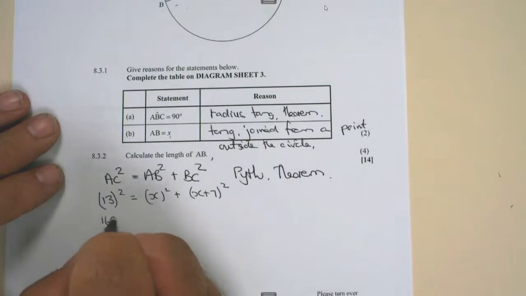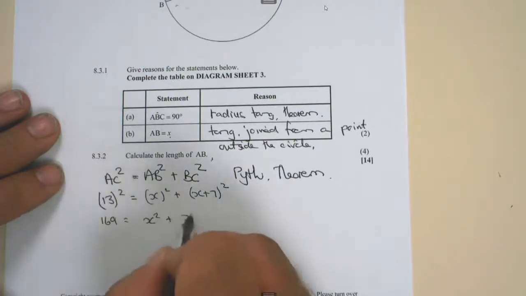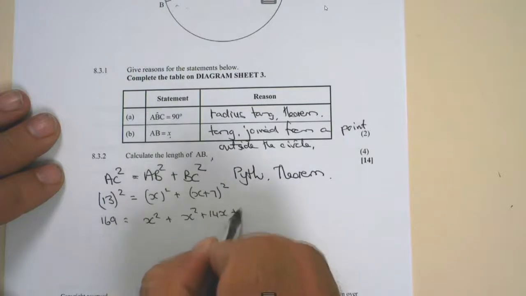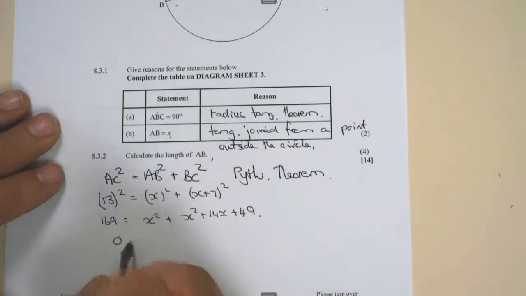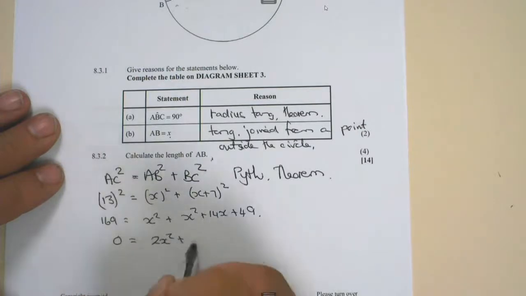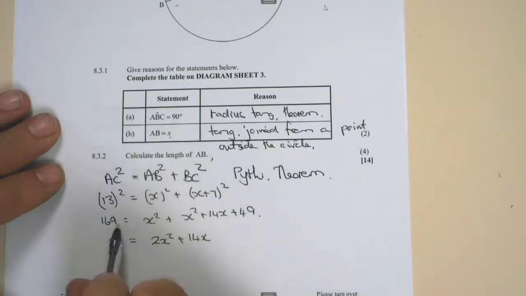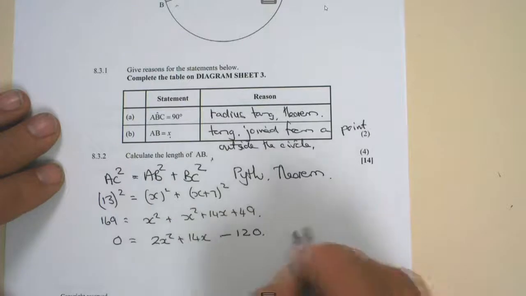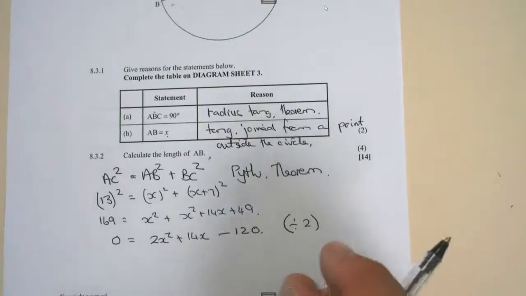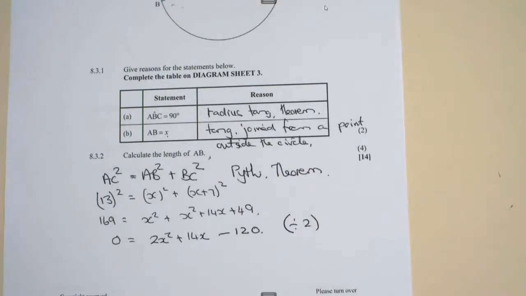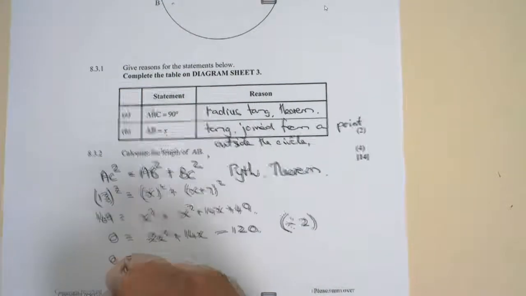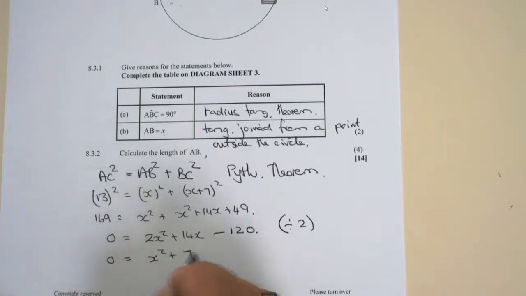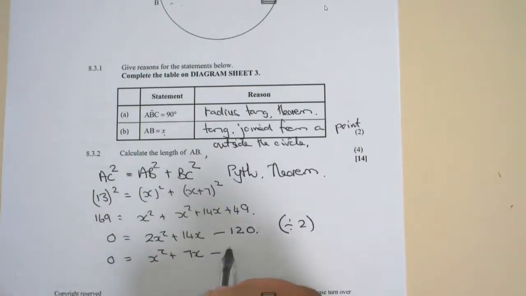So 169 is equal to x squared plus 14x plus 49. So we can say 0 is equal to 2x squared plus 14x, and then 49 minus 169 gives you minus 120. And now we're going to divide by 2. Right, let's just make sure about this. If we divide by 2, we're going to say 0 is equal to x squared plus 7x minus 60.